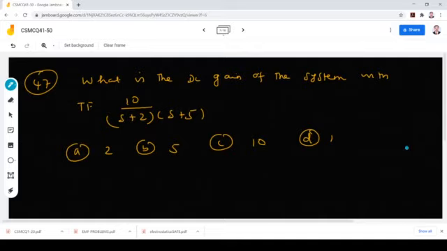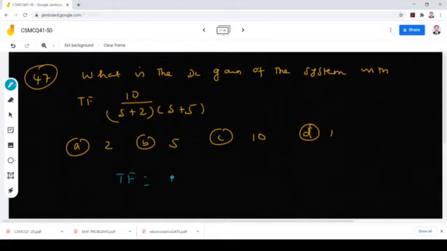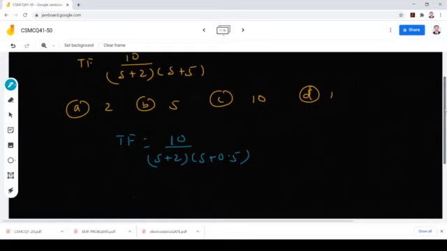What is the DC gain of the system with the transfer function? So they are given the transfer function: 10 divided by (s plus 2)(s plus 5). If you want the DC gain, what you have to do? Substitute s is equal to 0. Right? So DC gain is equal to the transfer function at s is equal to 0. Why? I will tell you. Okay, so first we substitute and find the answer.